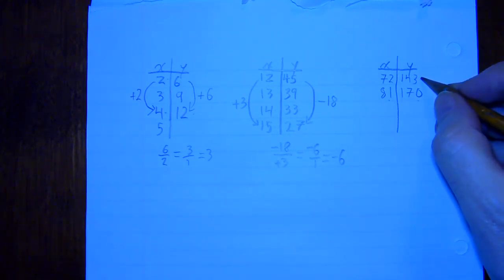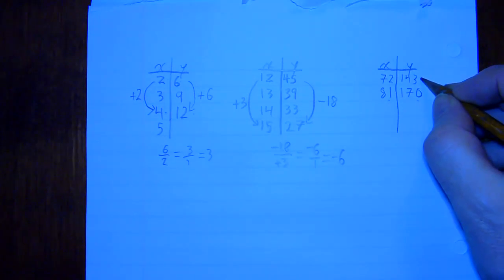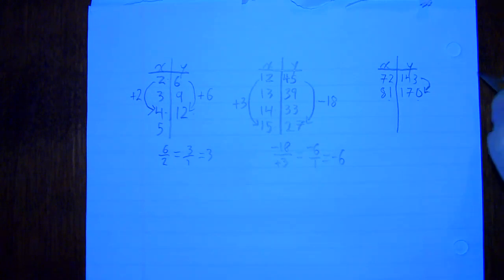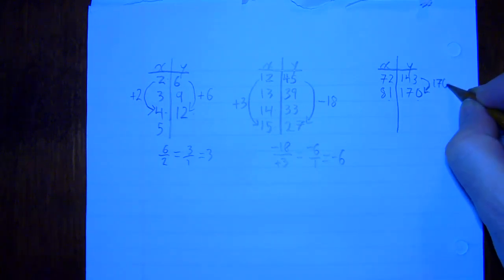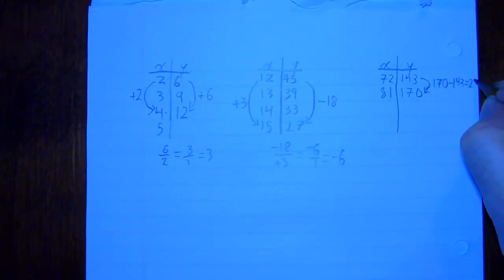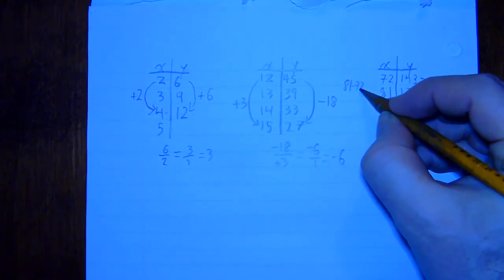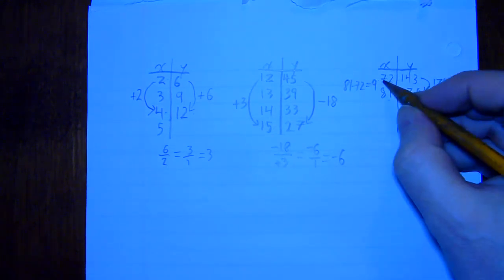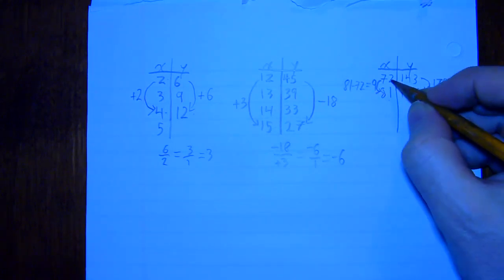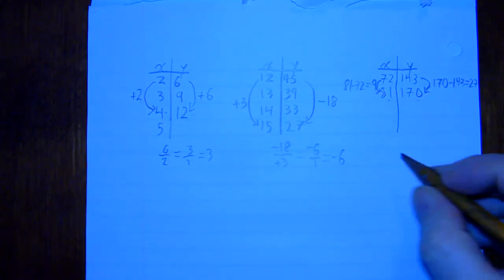Okay, so we can check it out here. From 143 up to 170, how much did it go up by? Well, we can just do the subtraction. 170 minus 143 is 27, so it went up 27. And then 81 minus 72 is 9, so here it took 9 steps to go up 27.